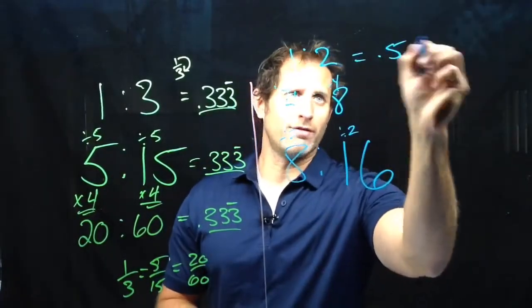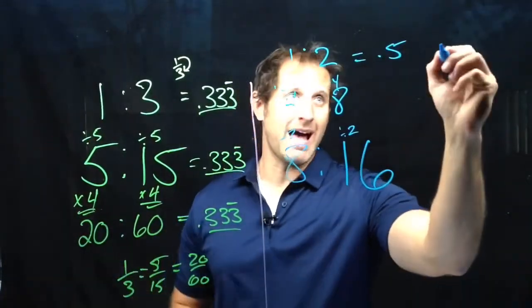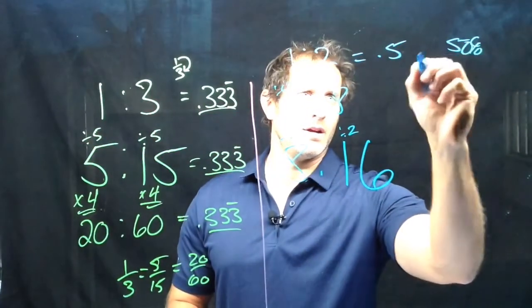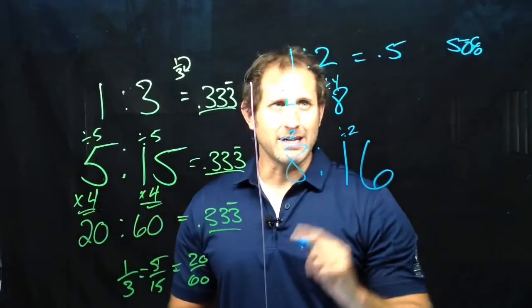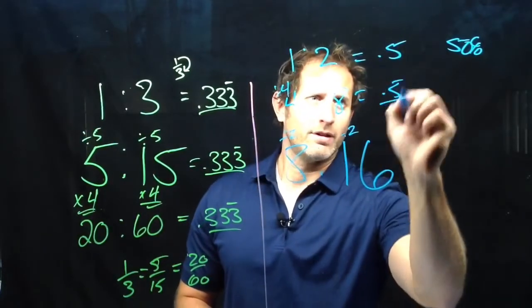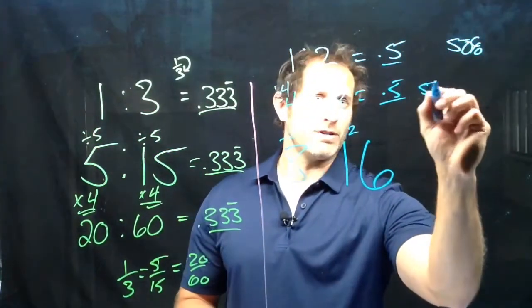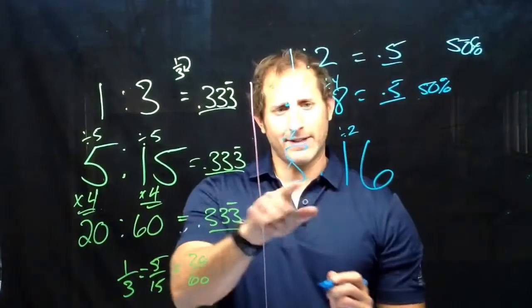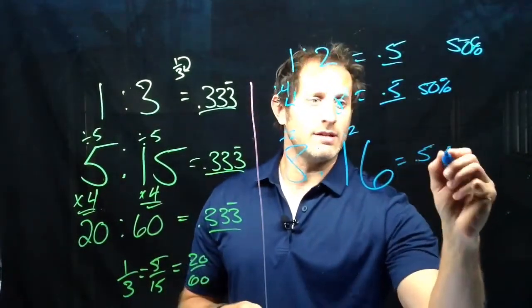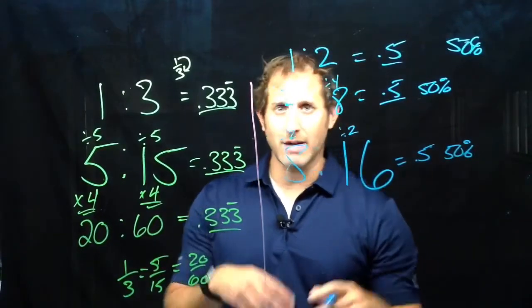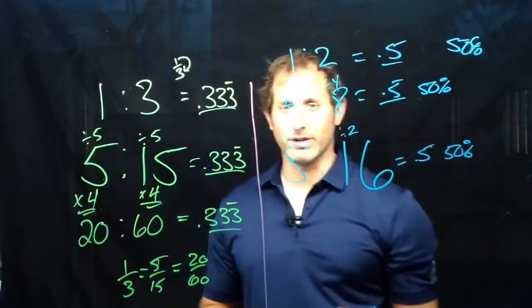Now if I want to check the value of it, I know that 1 divided by 2 is equal to 0.5, which is the same as 50%. Okay? If I take 4 and divide it by 8, I end up with 0.5. It is the same. It is also 50%. If I take 8 divided by 16, I get a value of decimal 5, which is 50%. They're the same value, even though the numbers are different.